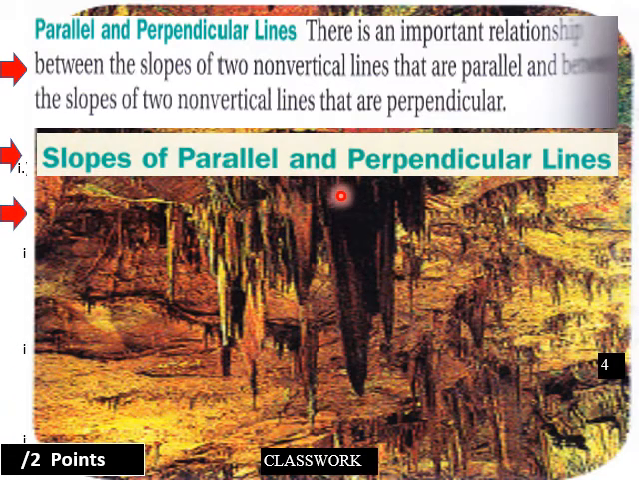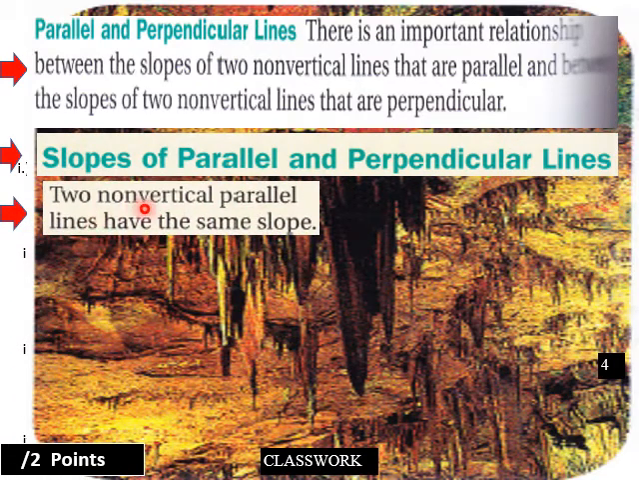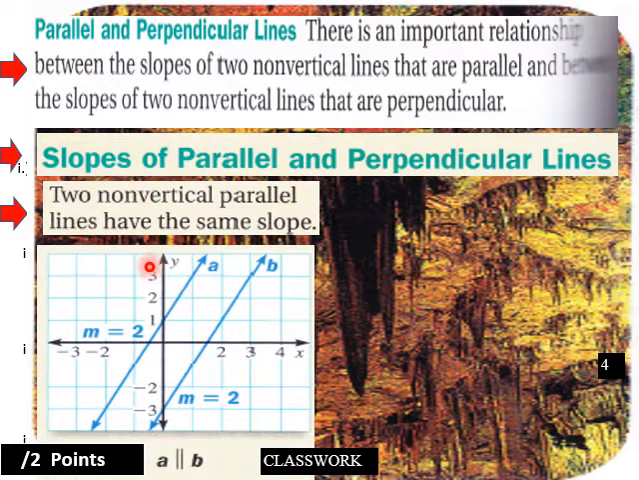Well, the slopes of parallel and perpendicular lines: two non-vertical parallel lines have the same slope. So for example here, lines A and B both have a slope of m equals 2.